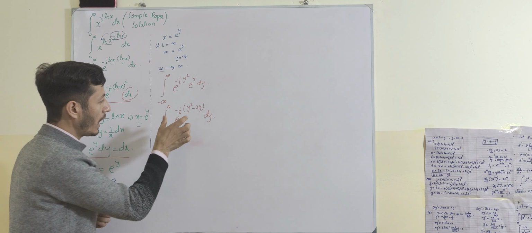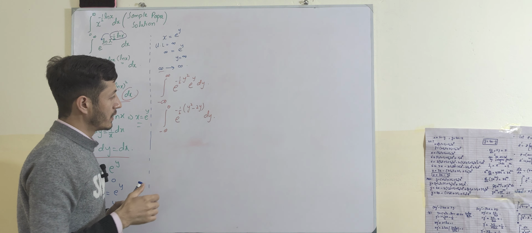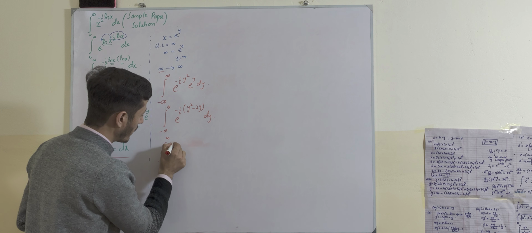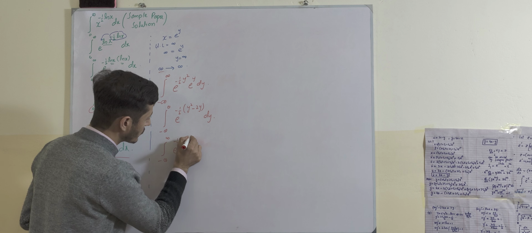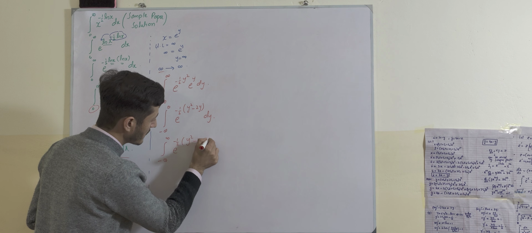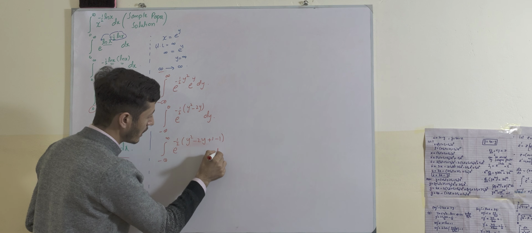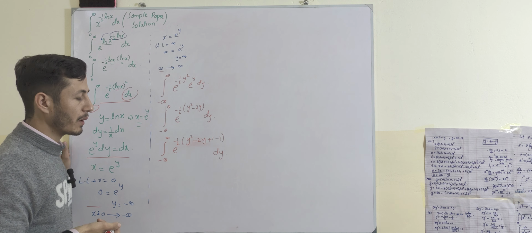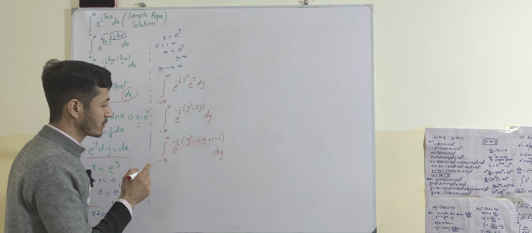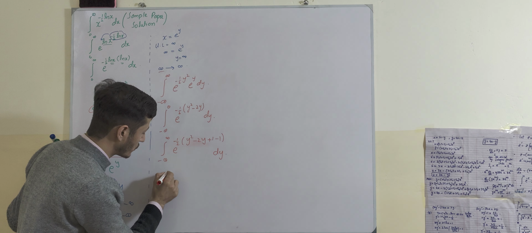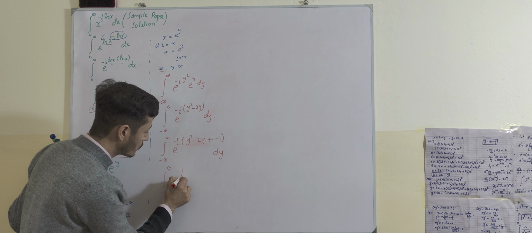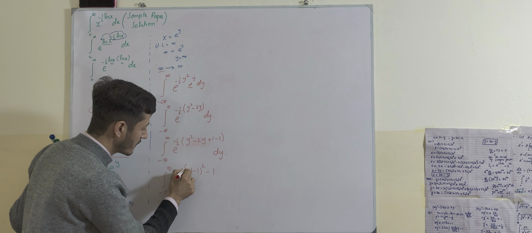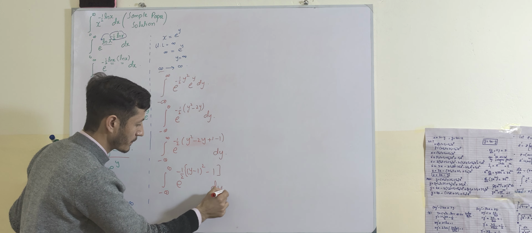Okay, now can I write this in the form of a complete square? Yeah, minus infinity to infinity, e power minus 1 by 2 y square minus 2y plus 1 minus 1 into del y. Now I can write it in the form of a complete square by the formula a square minus 2ab plus b square. So it looks like from minus infinity to infinity, e power minus 1 by 2 y minus 1 square minus 1 del y.